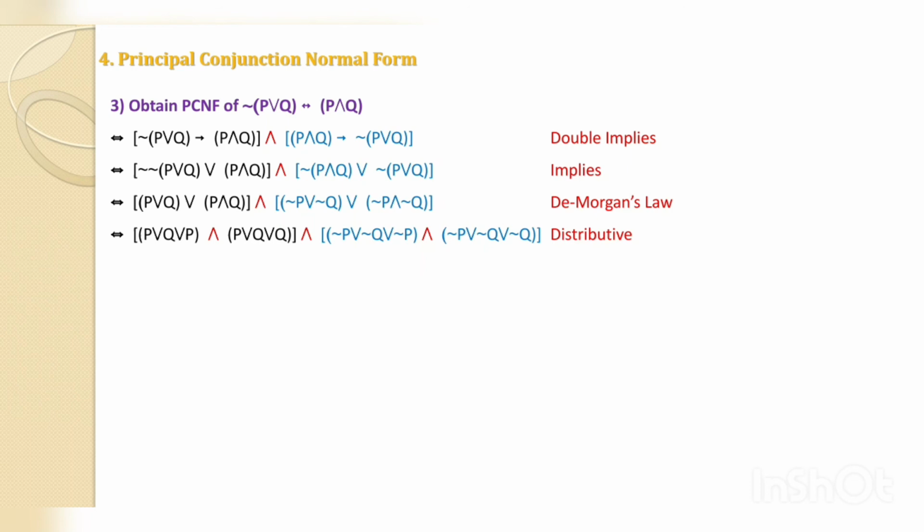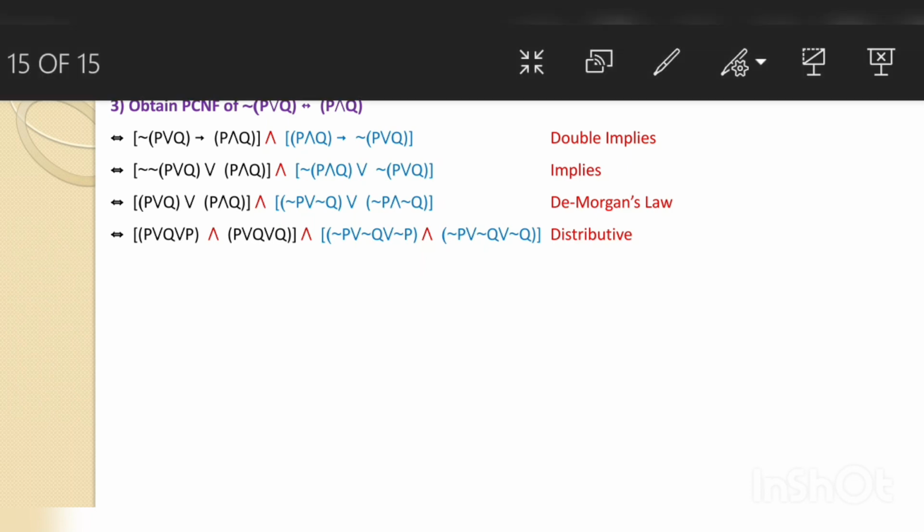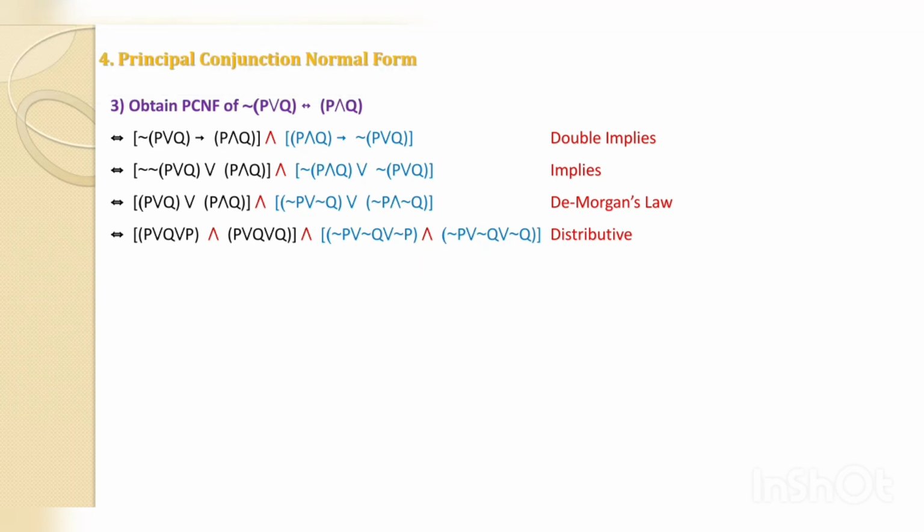Now here by using the associative law, not P or Q or P is logically equivalent to P or Q, because P or P is logically equivalent to P. In the second, Q or Q is logically equivalent to Q. In the third, not P or not P is logically equivalent to not P. And in the last, not Q or not Q is logically equivalent to not Q. Means we can remove all these repeated terms.